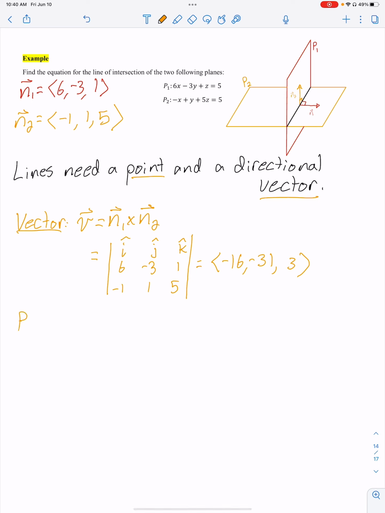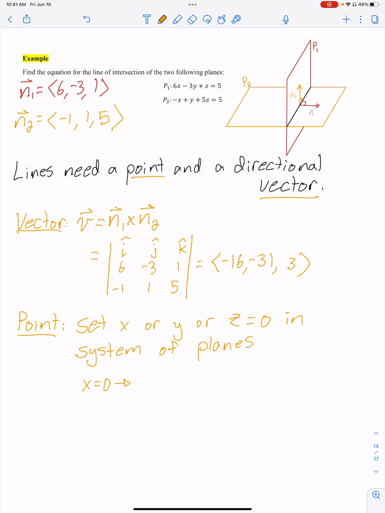So I have a vector. Now I need a point. That was my directional vector. So to do this, set x or y or z equal to 0 in the system of planes. All right, so setting x equal to 0, we get -3y plus z equals 5. That's the top equation. The bottom equation becomes y plus 5z equals 5. And then we solve this system of equations.